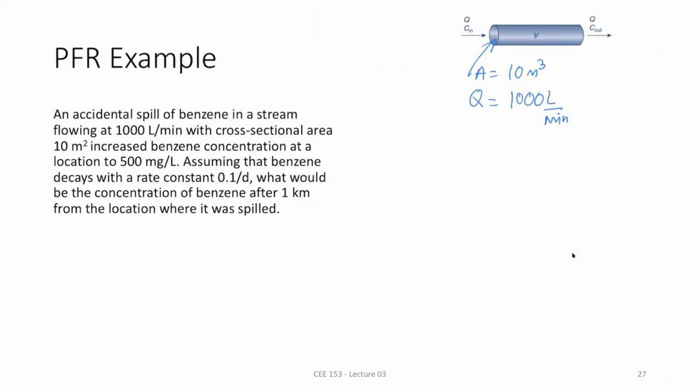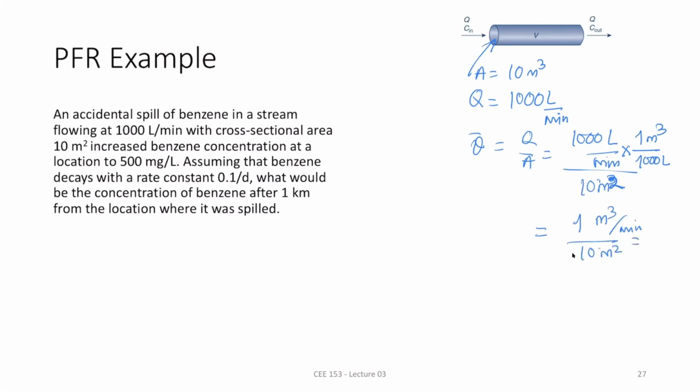Okay, so that means I know the velocity of water. So the velocity of water is what? Velocity is Q by area. So 1000 liter per minute divided by the area of 10 meter square. You can change the liter to meter cube. So 1000 liter is 1 meter cube, so that way it's cancelled out. Area is meter square, 10 meter square. So the numerator will be 1 meter cube per minute, the denominator is 10 meter square. So that will be 0.1 meter per minute. Okay, that's the velocity of water. That's how fast it's moving.